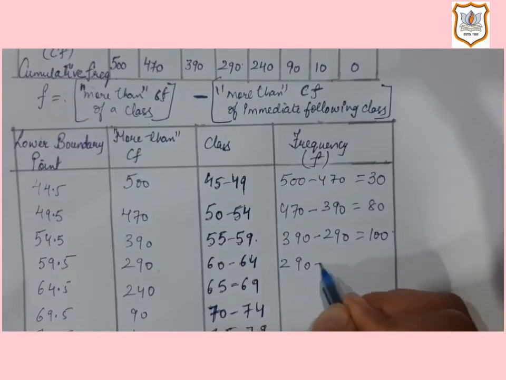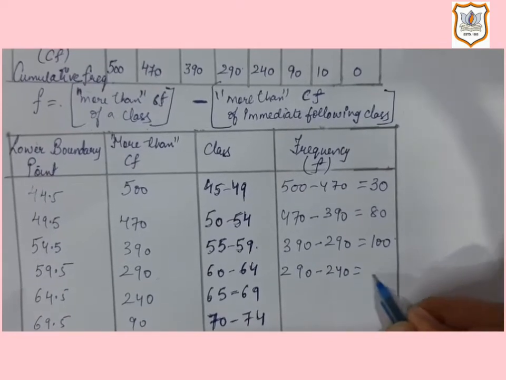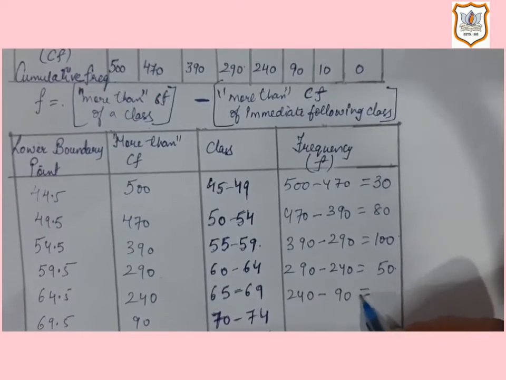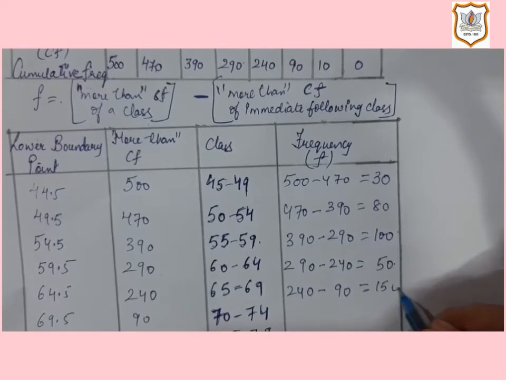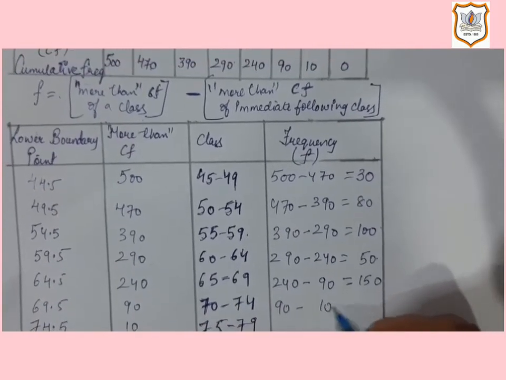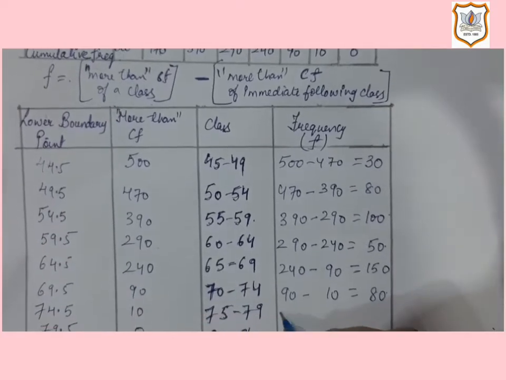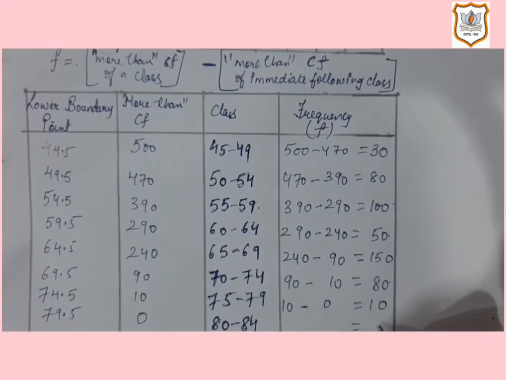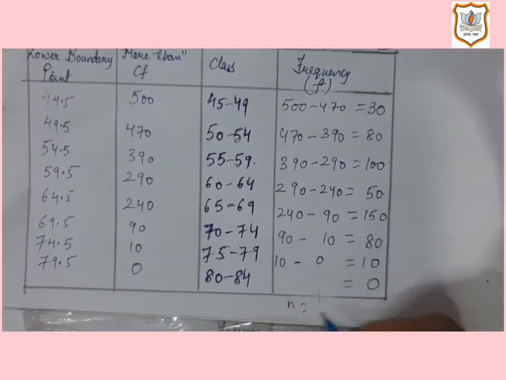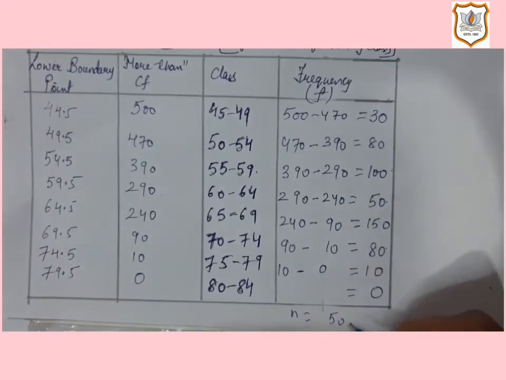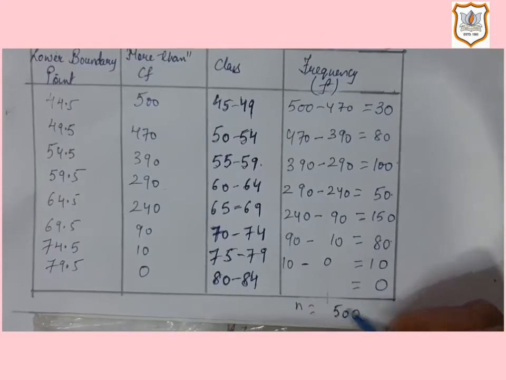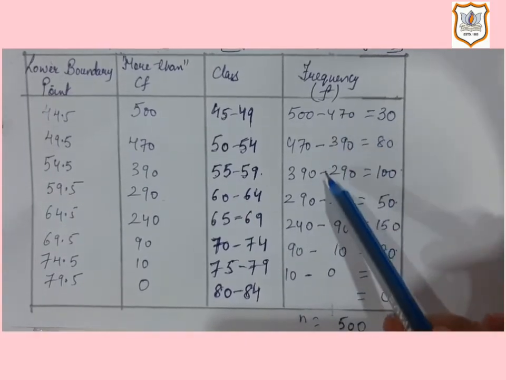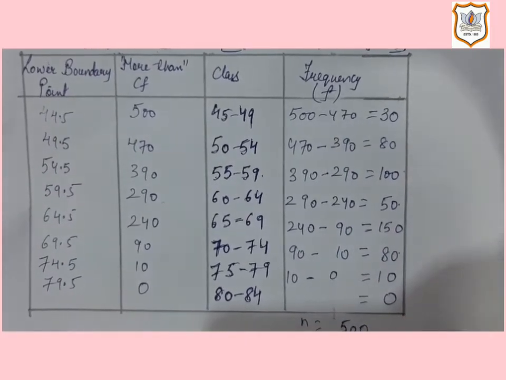After that 290 minus 240, it is 50. 240 minus 90, that will give you 150. 90 minus 10, that will give you 80. 10 minus 0 is equal to 10, and the last is 0. So the total frequency, if you add all these numbers, you will get 500. So here we have obtained the inclusive continuous frequency distribution and frequency. So we are done with sum number 6.